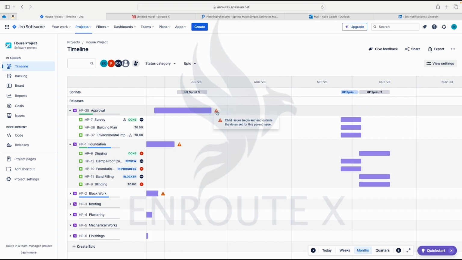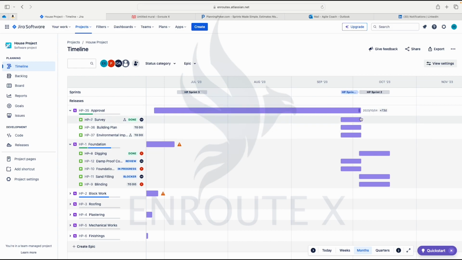Child issue begins and ends outside the date set for this parent issue. How could you finish the parent, the approval, before the work inside would be accomplished? That's why this has been flagged. If we pull this timeline further, you see that the flagging is gone. But just for the knowledge and the understanding, when you get to the practicals, you'll be able to see clearly how all this information comes together.